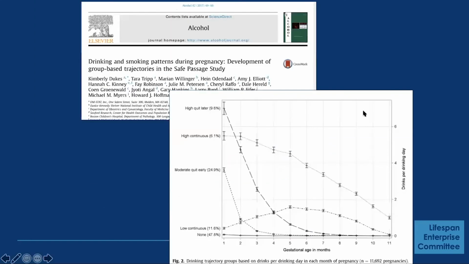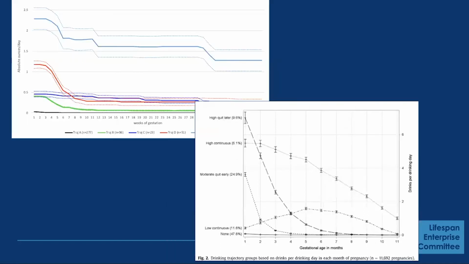And so another group has actually done very similar work to this in a completely different data set. This came out of the Safe Passage study, looking at drinks per drinking day of alcohol across gestation. And this group used group-based trajectory modeling, the parametric approach that's available in SAS, as opposed to our non-parametric approach that we used in R. And what was really interesting is that when you compare the trajectories that we had to the trajectories that they did, there was actually a lot of similarity between these.